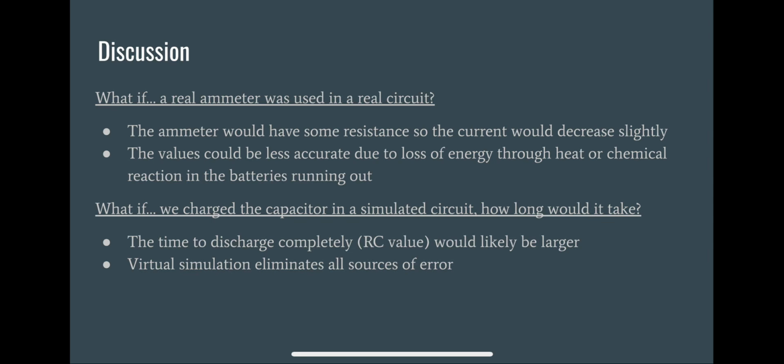The second what-if question deals with our real-life RC circuit, so if we had charged the capacitor in a simulated circuit, the question is how long would it take compared to our real circuit. If we'd done it simulated, then the time to discharge would be a lot longer because the virtual simulation would eliminate all sources of error.